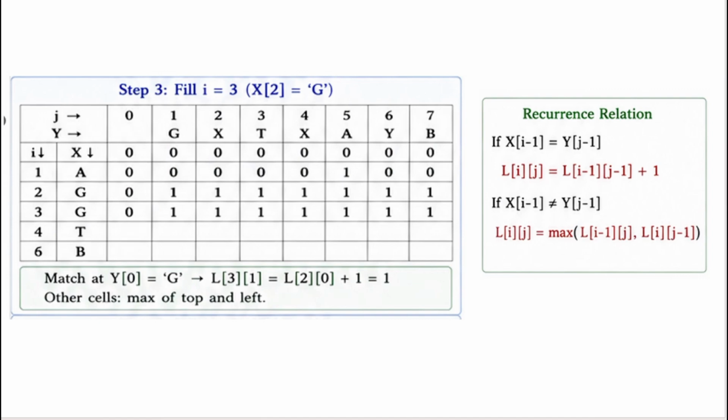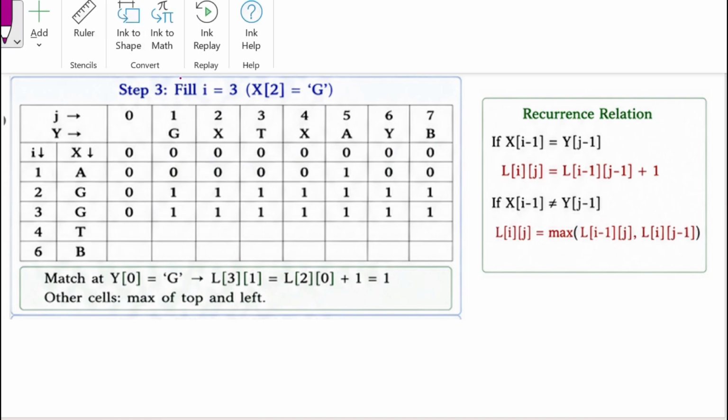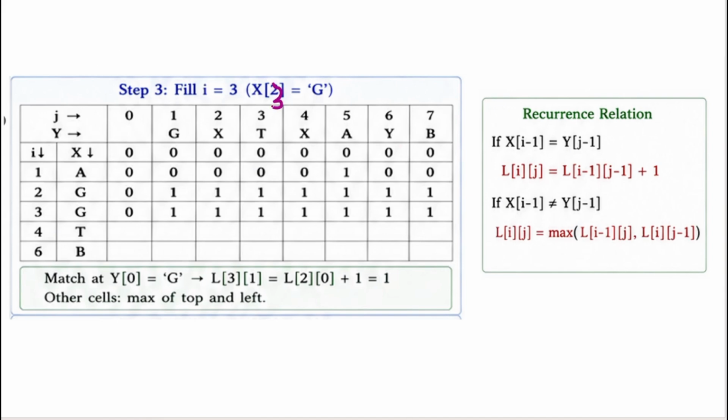Then this is the next step. Here x of 3 is g, right? Again the character g is present in the string. Here y of 1, here also g is present. So it matches with the first character of y. So what is the diagonal value? That is 0, 0 plus 1.